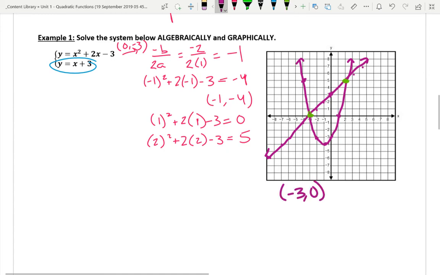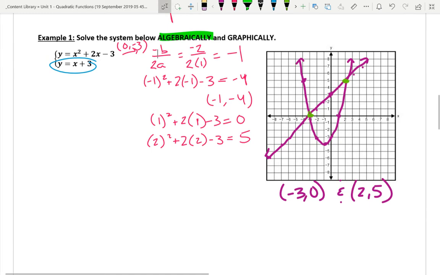All right, so it looks like we intersect at the points more or less -3, 0, and 2, 5. Now, my graph is not super pretty, right? I didn't use the ruler, so it may not be perfect and precise. But here's why we have the algebraic method: it will help us check our work and make sure that we are precise.